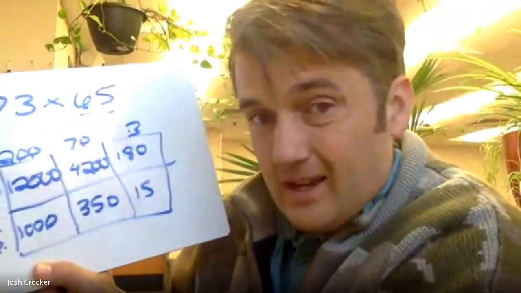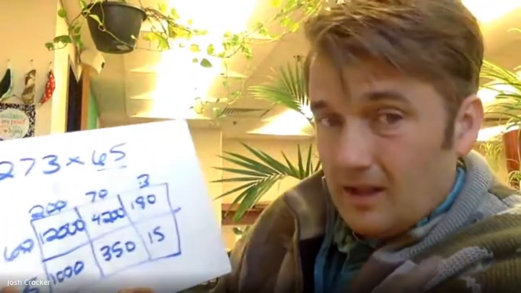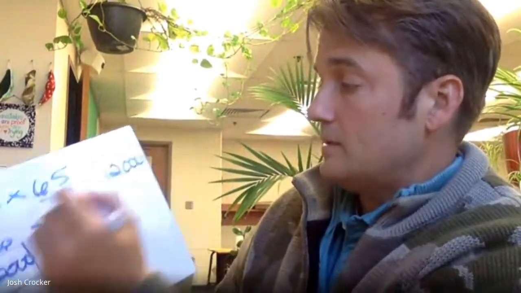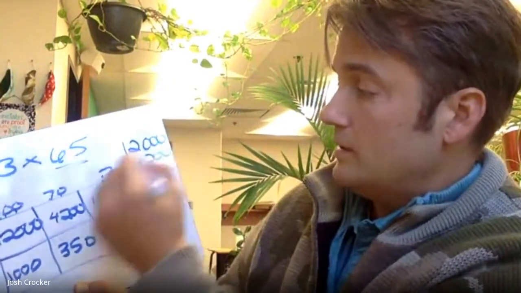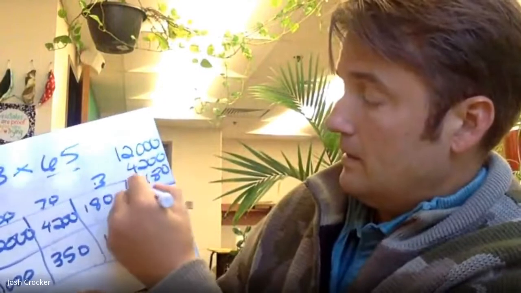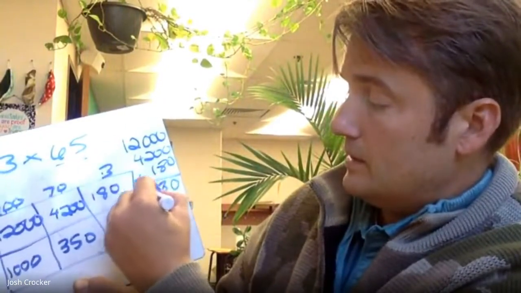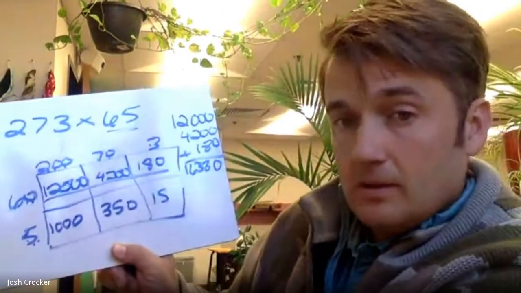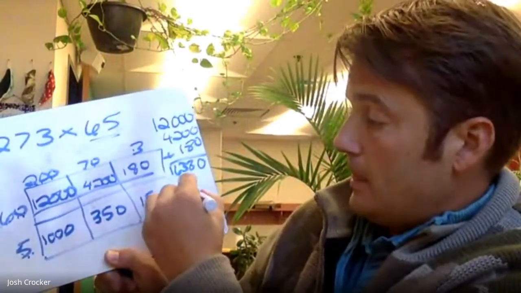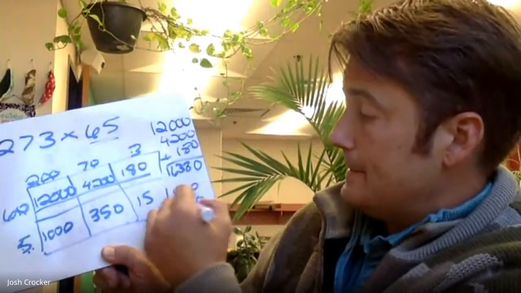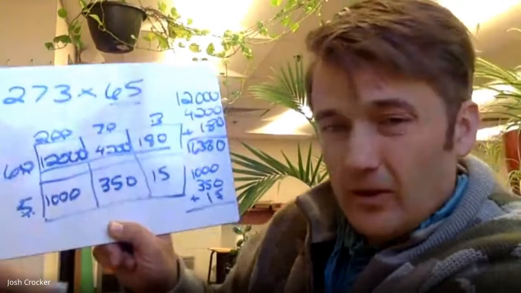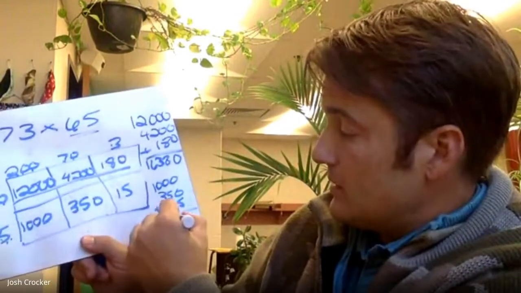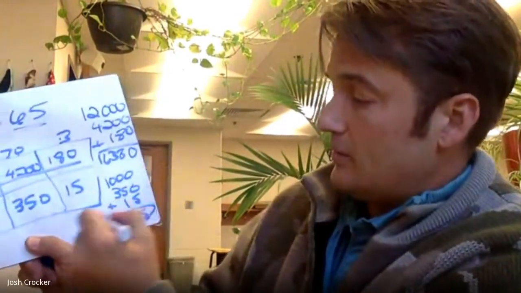And now I just have to add all these up. And if that seems like a lot, 6 numbers is quite a bit, you can do it in pieces. 12,000, 4,200, 180. 16,380, and that was just these numbers. 1,000, 350, and 15. Even though there are a lot of numbers, they're usually pretty easy addition problems. So 1,365. So now I need to put these together.